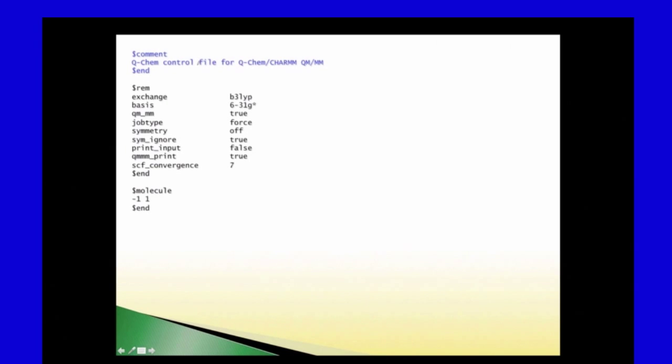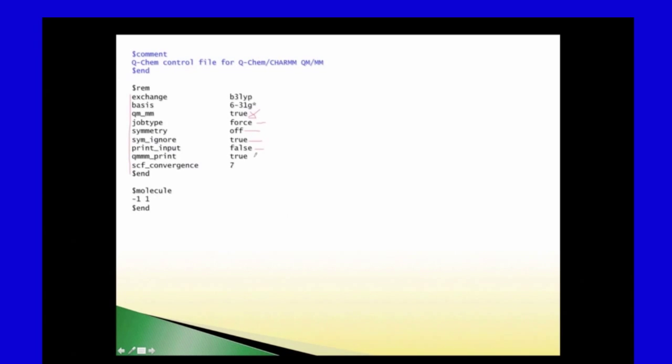Okay, and here is what the Q-Chem control file looks like. Again, as I said, you define all of your run variables, and there are several of these that you really need, right? So this you need. This is variable, but if you're running an optimization or a molecular dynamics simulation, you need to have this set to force. Symmetry off, that prevents the molecule, the quantum molecule, from being reoriented as the calculation starts. Sym ignore is true. No, actually, I'm sorry, these are backwards. The sym ignore prevents the reorientation.